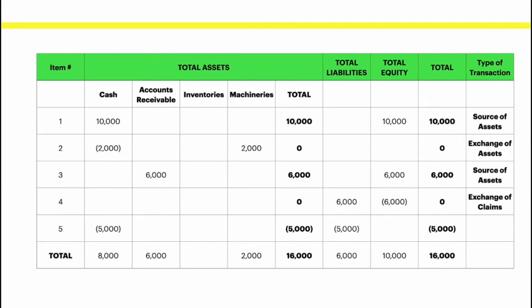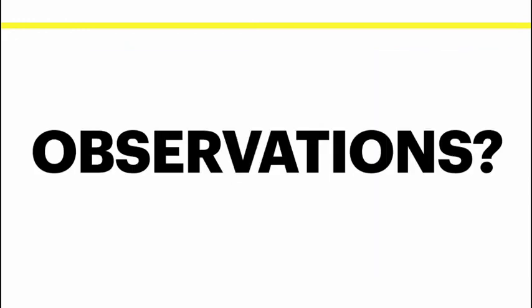You are correct. This is a best example of use of assets. Please remember that in use of assets, our total asset will decrease with a corresponding decrease in liabilities and or equity account. So what do you observe for exchange of claims?